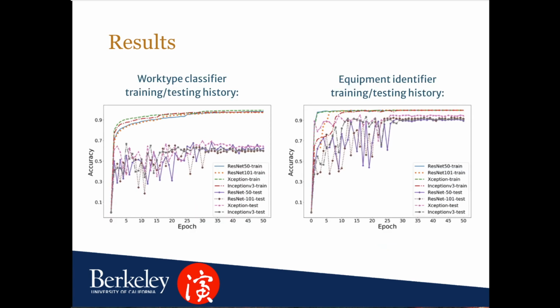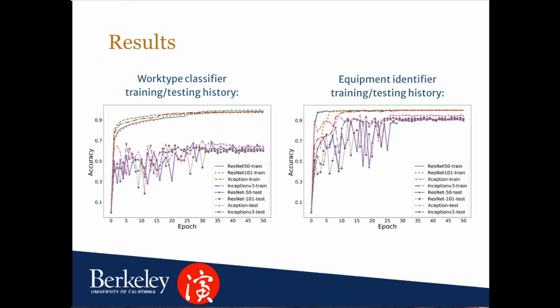Here is the training history for our CNN models. Recall that we have 2 different CNN models. One is the work type classifier, shown by the figure on the left, and the other is the equipment identifier, shown by the figure on the right. The x-axis is the number of epochs we used for training, and the y-axis is model performance accuracy.